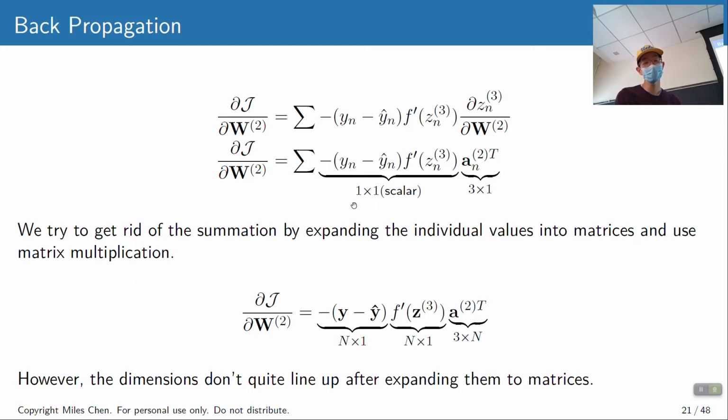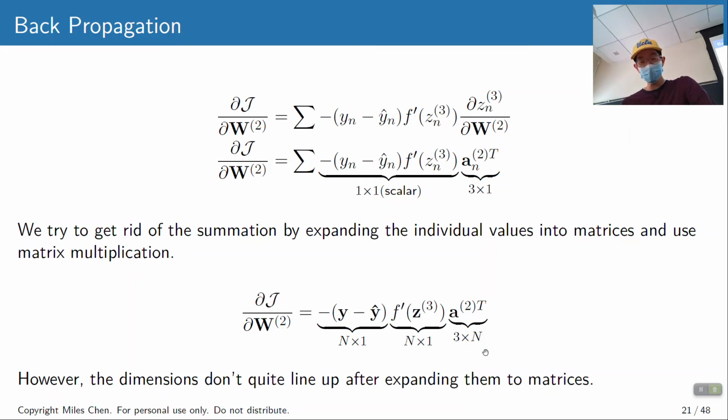Now, can we get rid of the summation by, rather than looking at the nth observation in y, taking the entire matrix y? The entire column matrix y has dimensions n by 1, and the entire column matrix y hat is also n by 1. So I can do that, and this product here is n by 1. If we take the entire matrix z, this is also n by 1. And if I don't just look at the nth row in the matrix A2, but take the entire matrix, A2 transpose is going to be 3 by n.